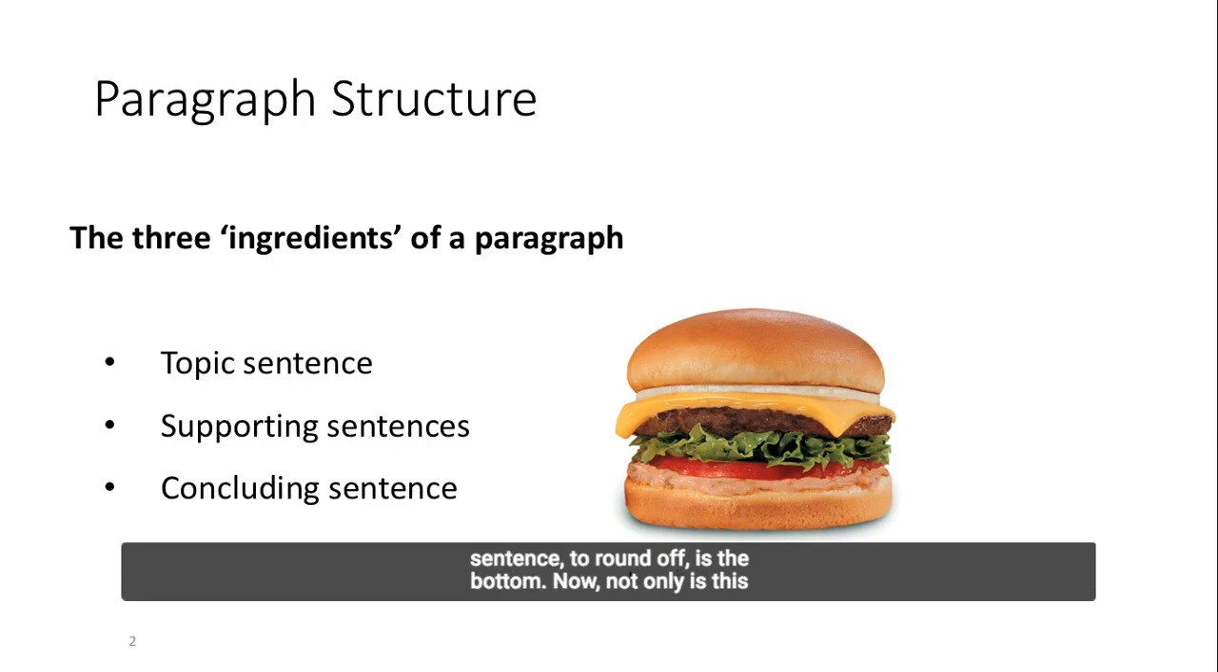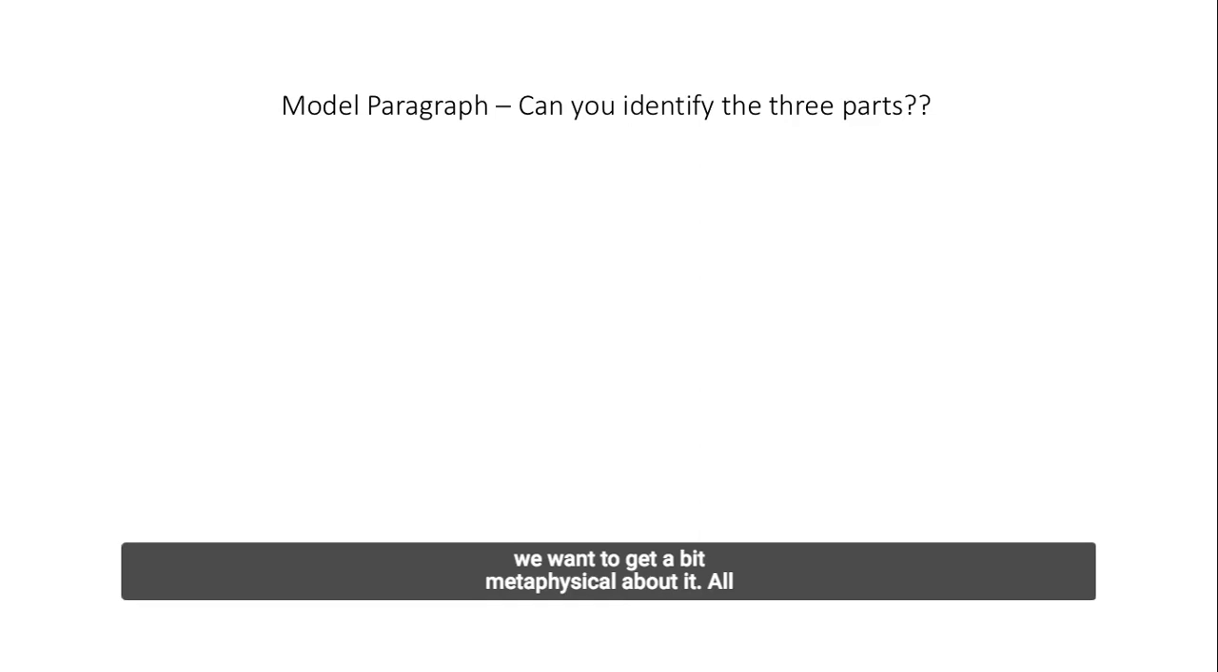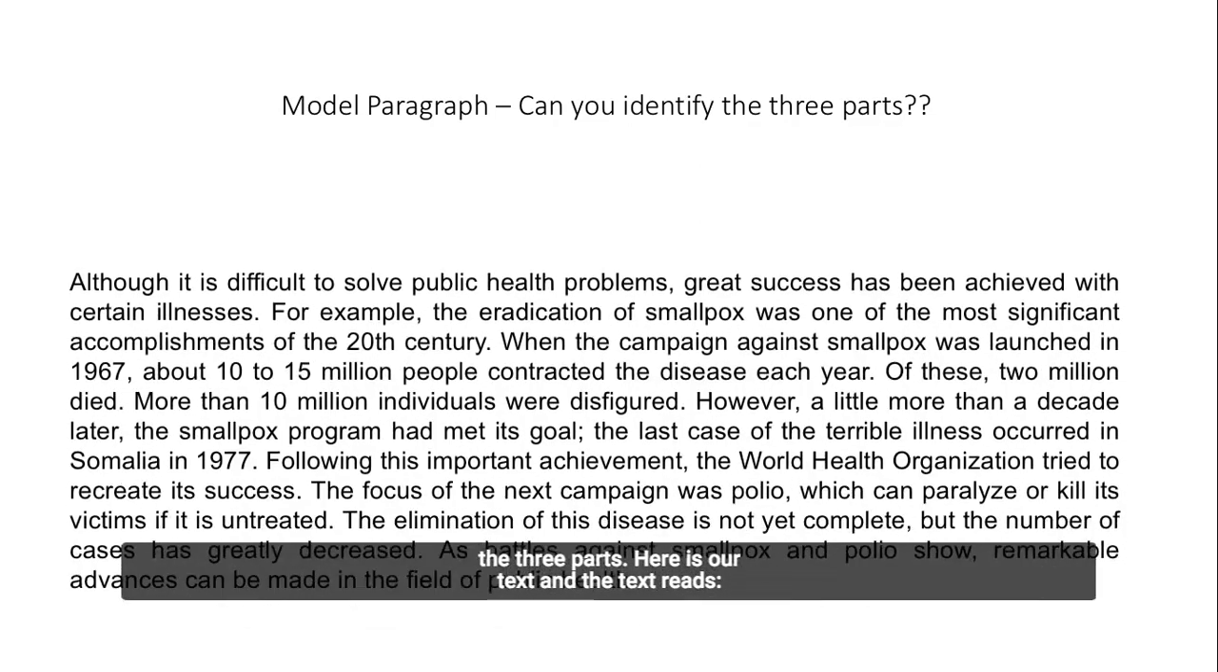Now, not only is this typical of the structure of a paragraph, but it's also the structure of an essay, an academic essay, for example. The essay itself will have a main paragraph, information in the middle, and then a conclusion. And each paragraph is sort of a hamburger within the larger hamburger, if we want to get a bit metaphysical about it. All right, let's take a look at a model and see if we can identify the three parts.